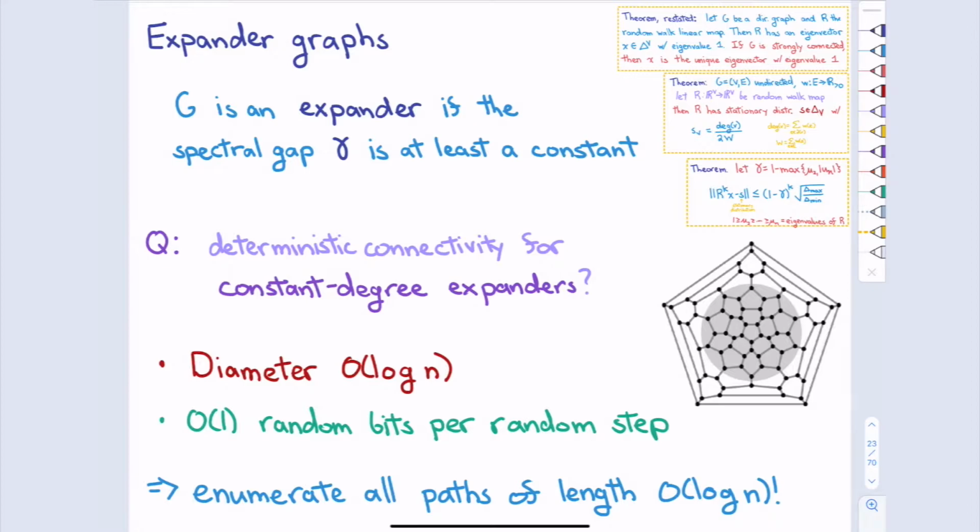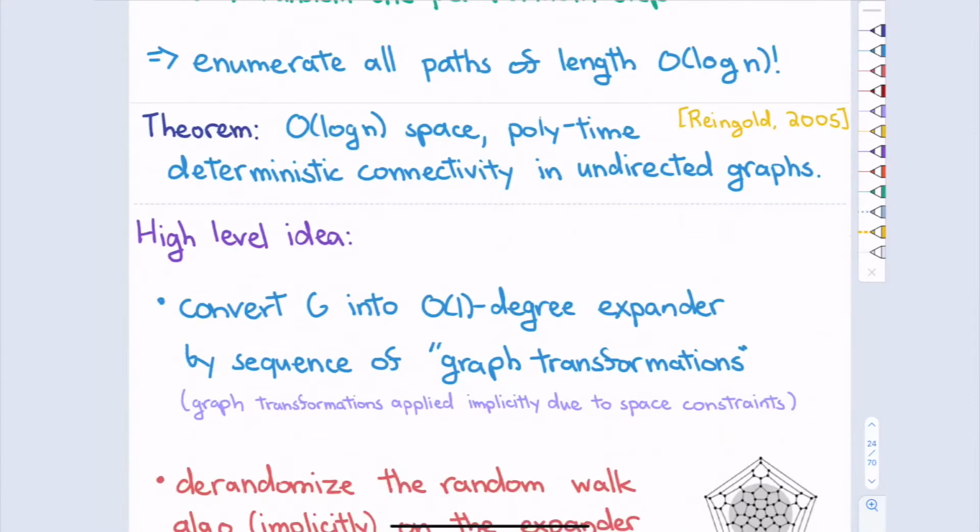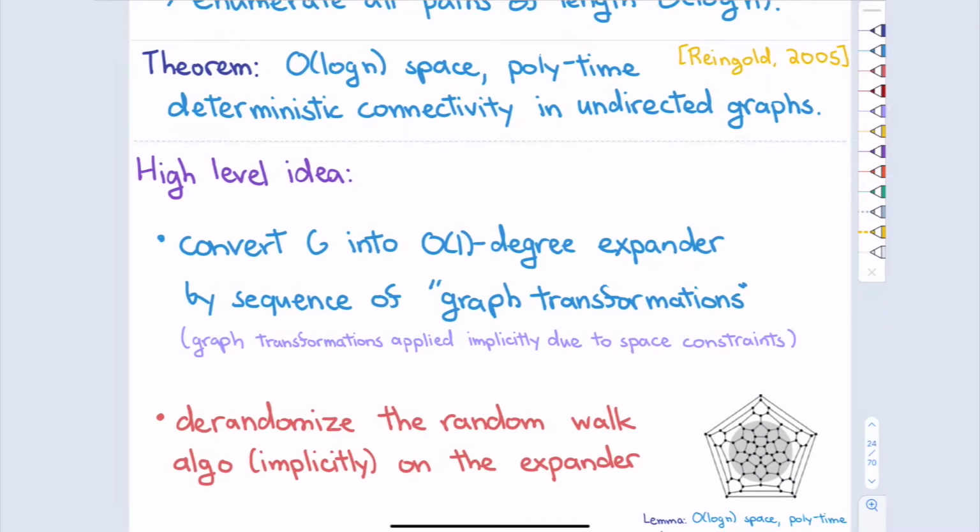And to solve the connectivity problem on general graphs, we had this crazy approach, which was to take your input graph G and try to transform it into a constant degree expander implicitly, because you only have log n space, so you can't actually rewrite the whole graph. We did that with a sequence of graph transformations, this graph powering and this zigzag product. Roughly, we turned G into a constant degree expander, and then we can just enumerate all the walks of length n to solve connectivity.